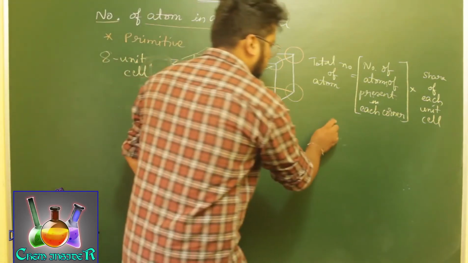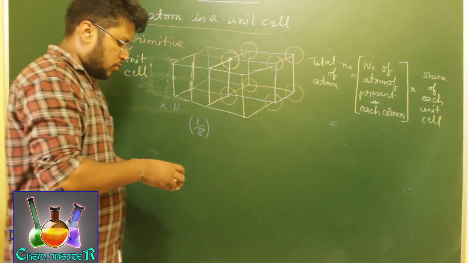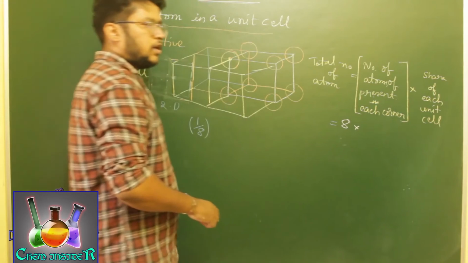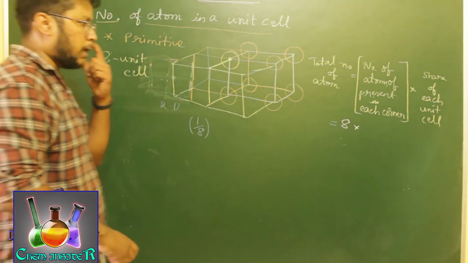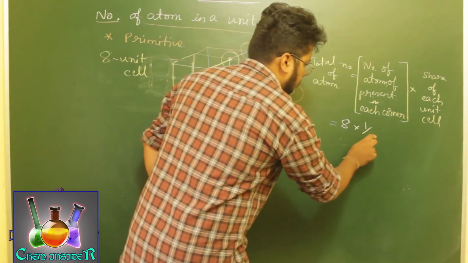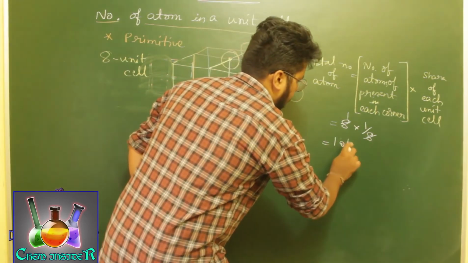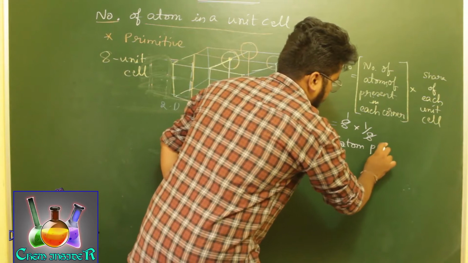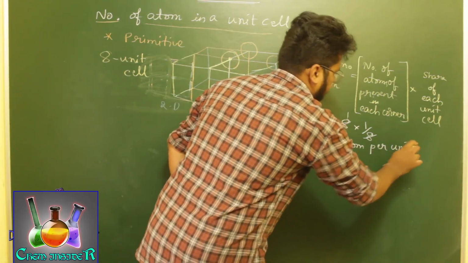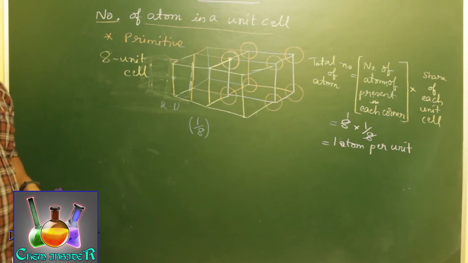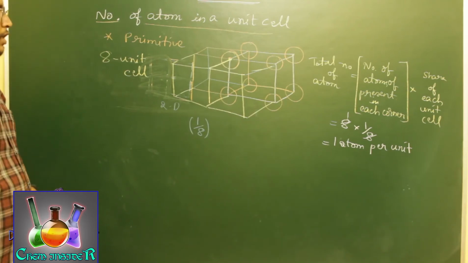Therefore, for a primitive unit cell, we have 8 atoms present in 8 corners, and the share of one unit cell for one atom is 1 by 8. Therefore, the 8s cancel, and we are left with 1 atom per unit cell of a primitive type. That means a primitive unit cell carries just 1 atom in an exact manner.